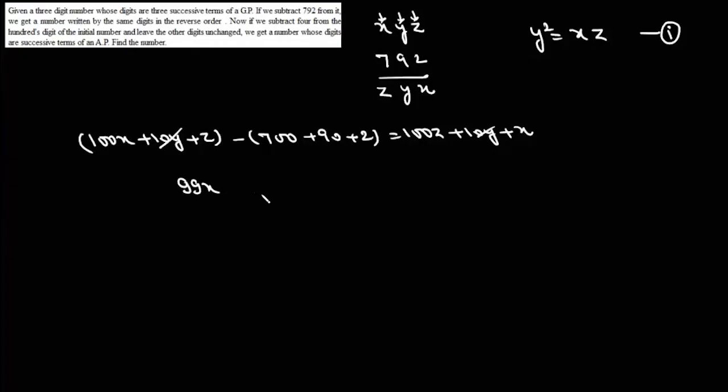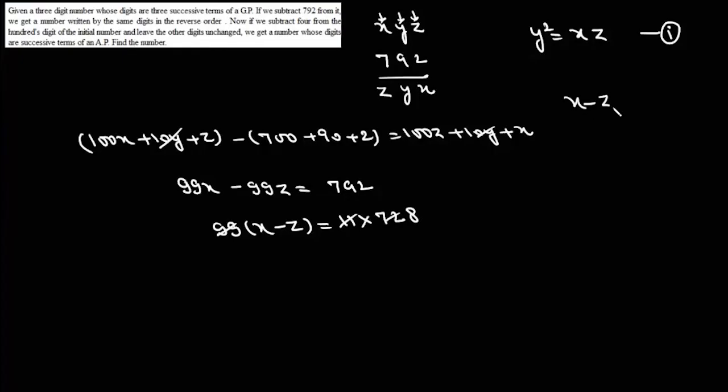99x minus 99z, and that will be equal to 792, and this is 99 times (x minus z), and we can write this as 11 into 72. Now this is 9 and this is 8. So the second equation we get is x minus z equals 8.